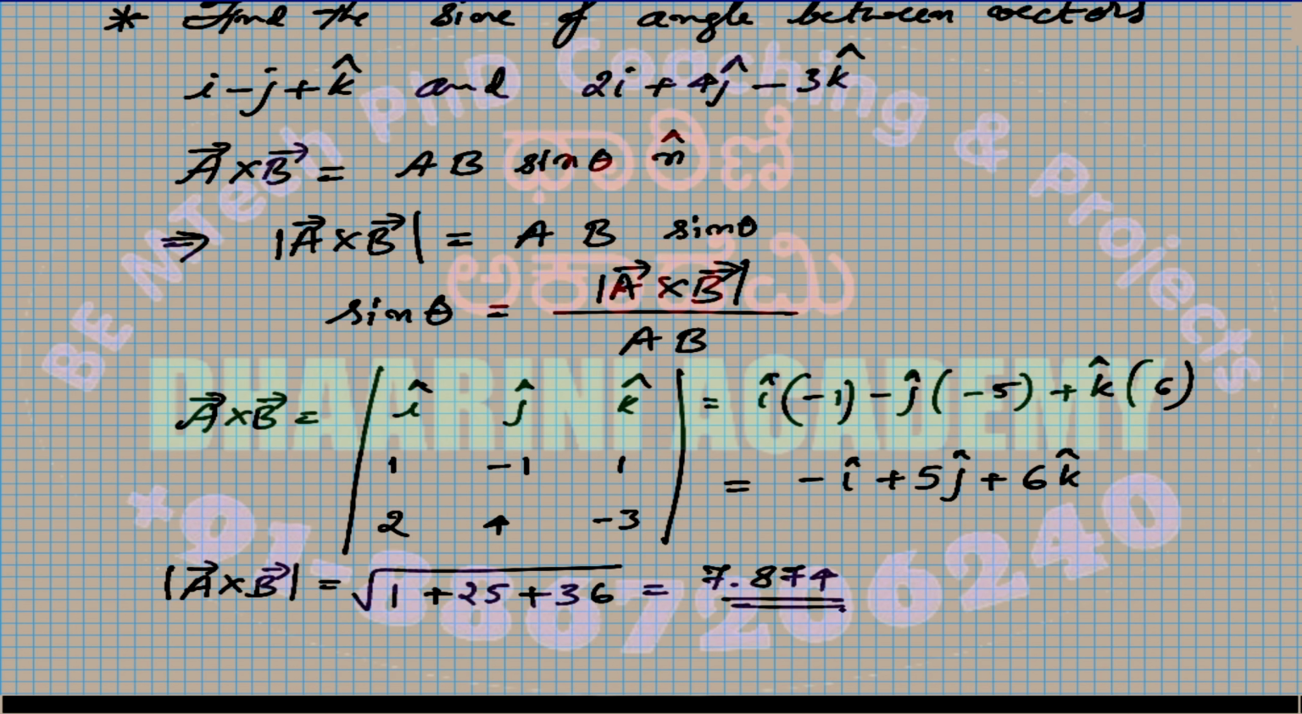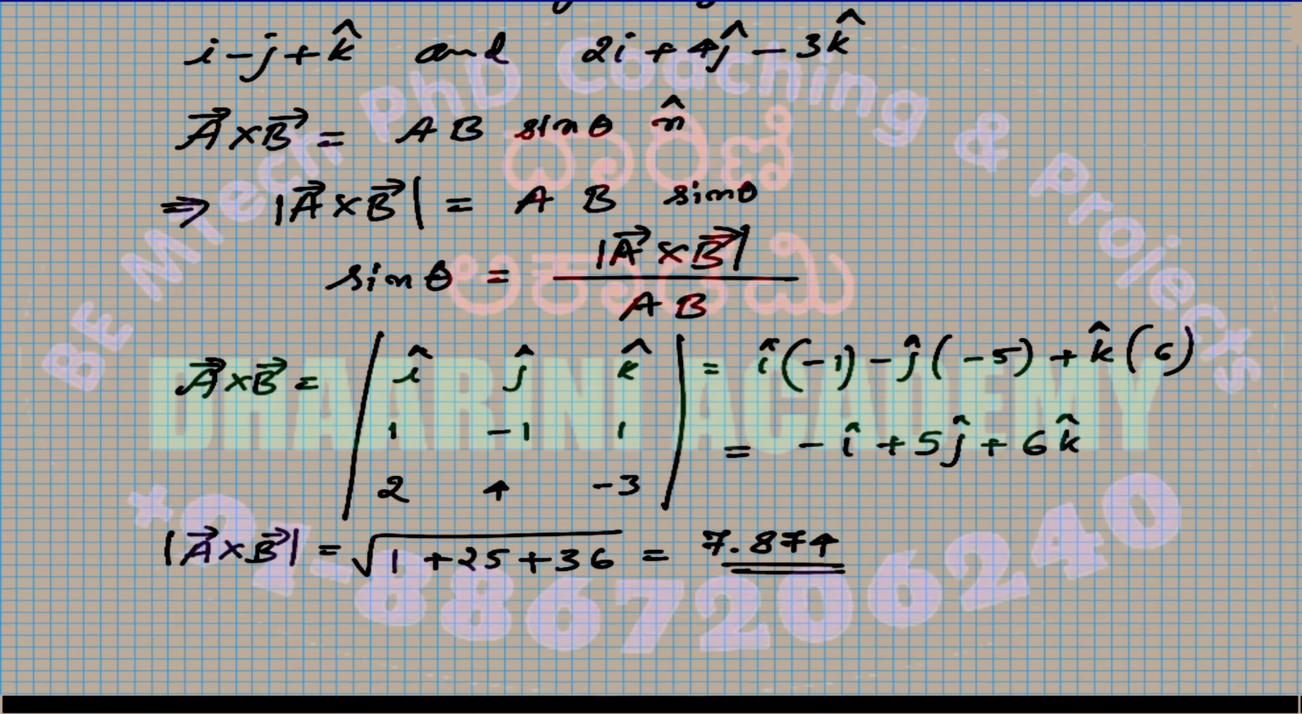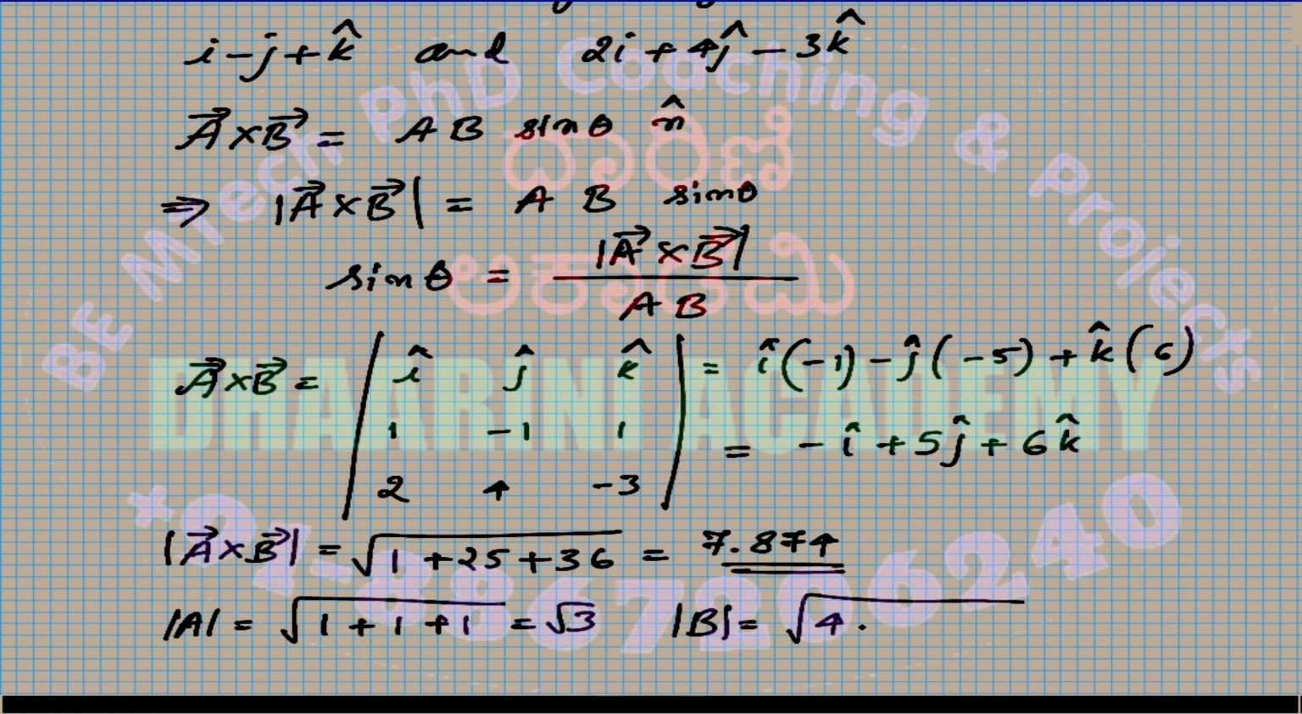Okay, so 7.874. Now let us also calculate the magnitude of A and magnitude of B. The magnitude of vector A is the square root of 1 plus 1 plus 1, which is root 3. The magnitude of B is the square root of 2 squared plus 4 squared plus 3 squared, so that is root 29.